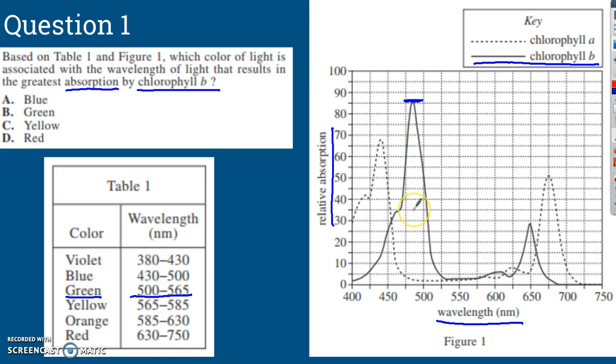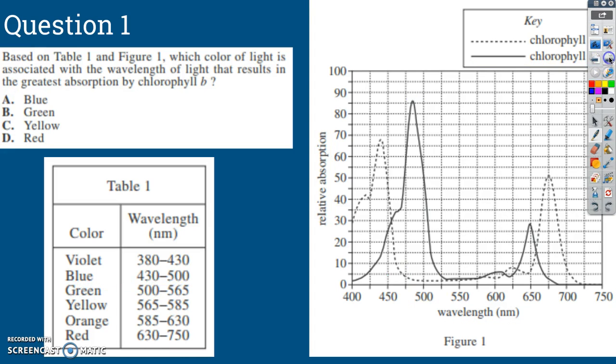So what wavelengths of light is that? That's from here to here, maybe, maybe from here to there. So that's around 450, crossing over 500. So from 450 to 500, that actually looks like blue light. So blue light is our answer.